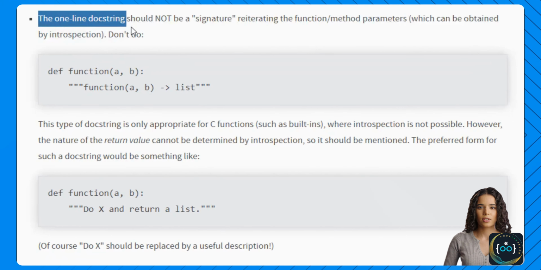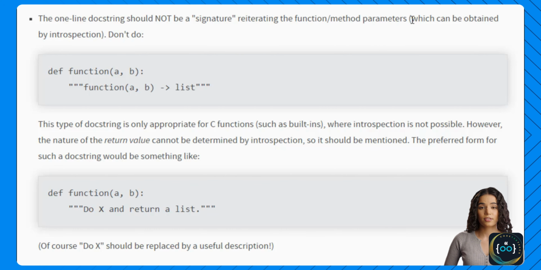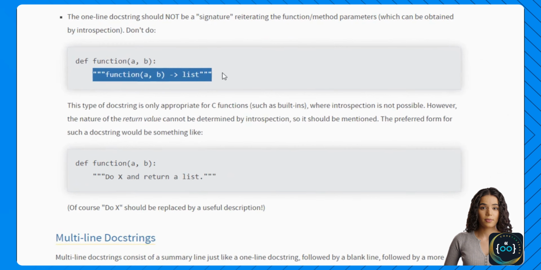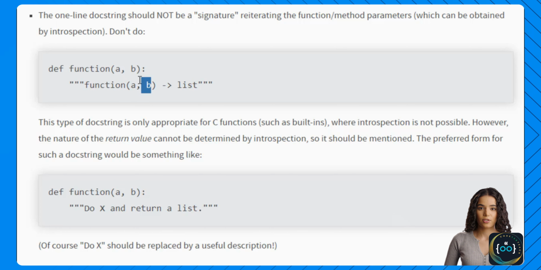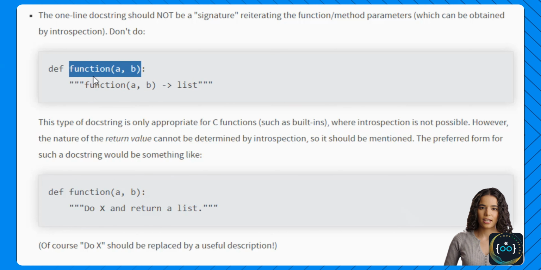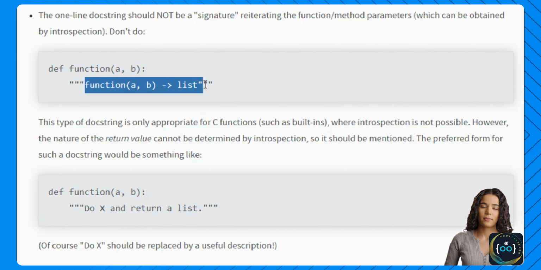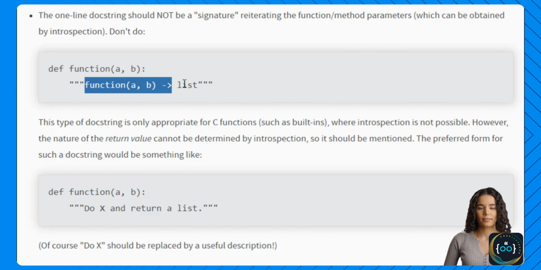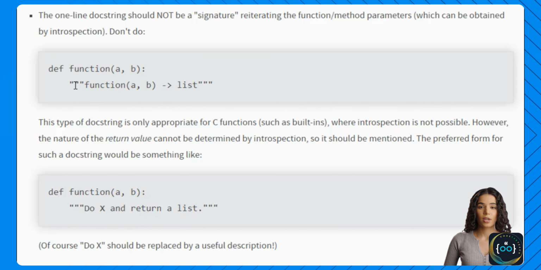This also says that the one-line docstring should not be a signature that reiterates the function or method parameters, which can be obtained by introspection. So it basically says that we shouldn't write something like this, where you're basically just writing what the user can detect by simply reading the code. We know that it is a function that takes two parameters, a and b. We can see this right here directly. And we might know from the code that the result is a list. So basically, this is not adding any important information for the user of the function, for yourself or the developer who is going to work with this function. The docstring's main purpose is to add important information for the user.